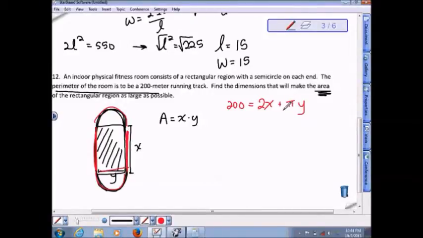Now we just need to solve it for one of the variables. If we wanted to solve for x, for example, we could subtract pi y. So we have 200 minus pi y is equal to 2x. And we can divide everything by 2.